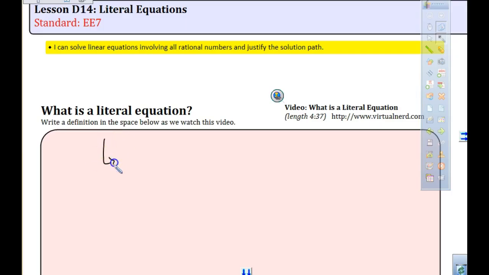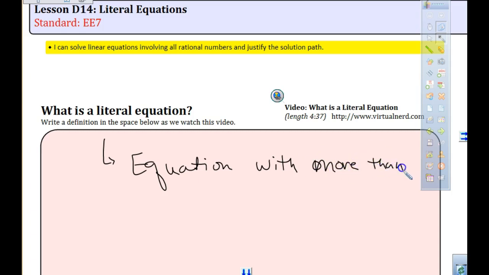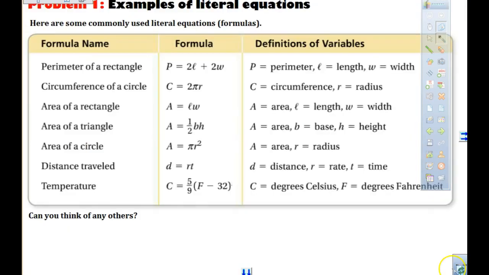It's always going to be an equation with one or more variables. So when we looked at ours today, we were solving for x, but equation with one or more? More than one variable. And they gave you a bunch of examples, and if you look at that next page down in your notes, these are some of the common literal equations or formulas.